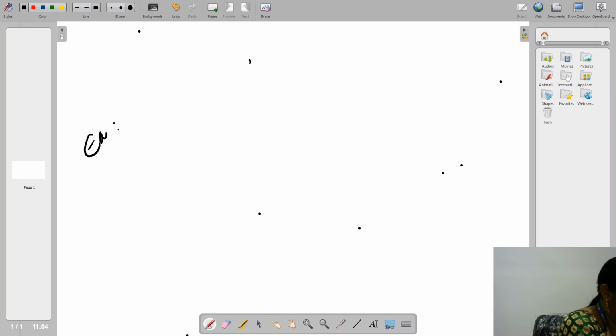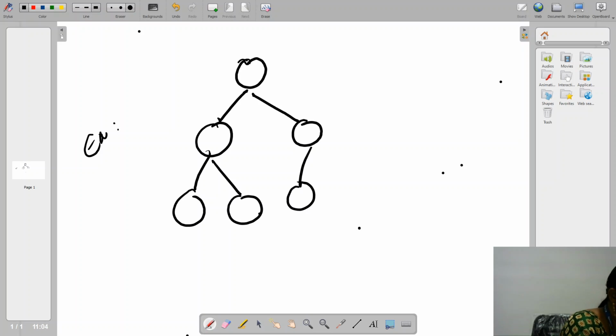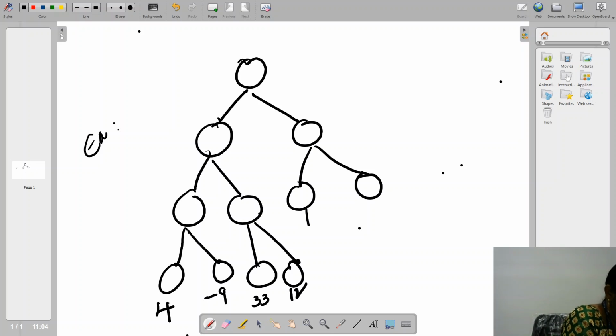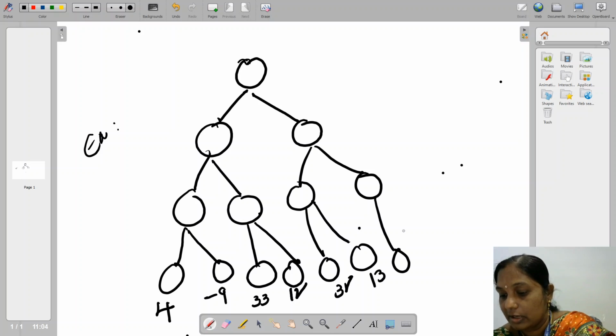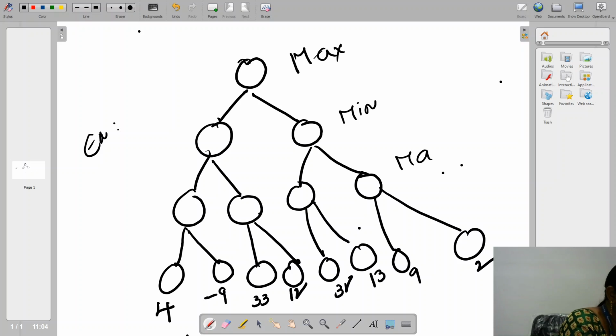So here I'm taking this node, right? And here I have nodes like this, and next here the terminal nodes. So what is the terminal here? I'm giving values: 4, minus 9, and 33, and 12, and 32, and 13, and here the value 9 and minus 2, and here 2 I'm taking. So first I'm giving the chance for max, and this is min, and again we have to give for the max. This is the way how we are playing the game.